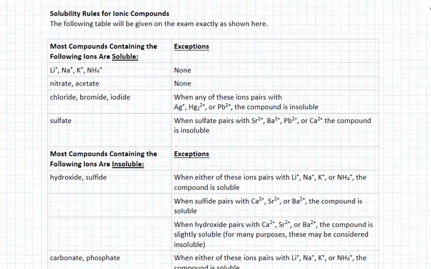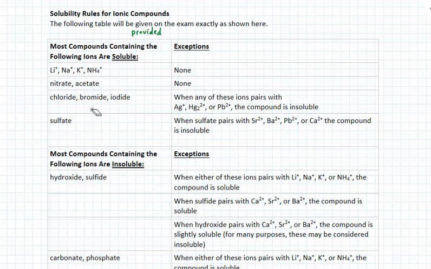So to figure that out, we have these solubility rules for ionic compounds. Note that this following table will be given on the exam. Okay? It will be provided. I had to clarify that for somebody once. It will be provided for you on the exam, exactly as shown here. Okay. So you don't need to memorize it, but you do need to know how to use it. And, of course, you need to know what nitrate and acetate and sulfate and bromide are, so you still need to know what those things are.